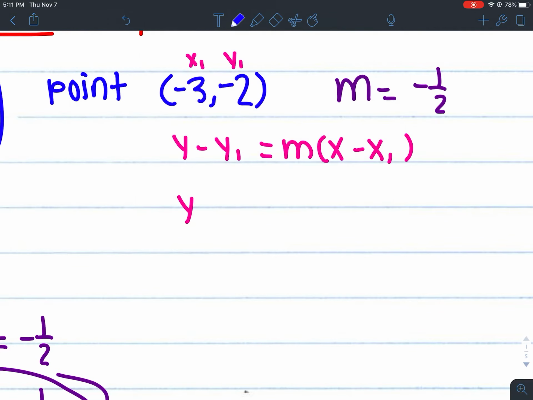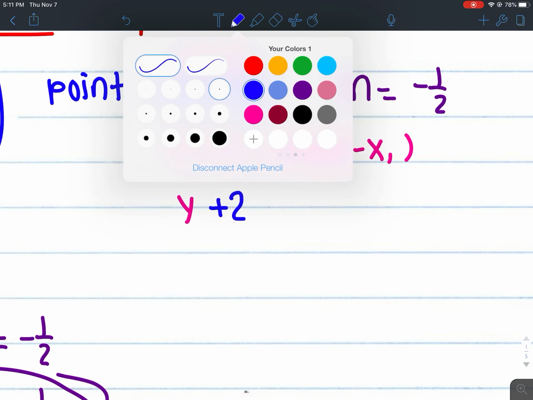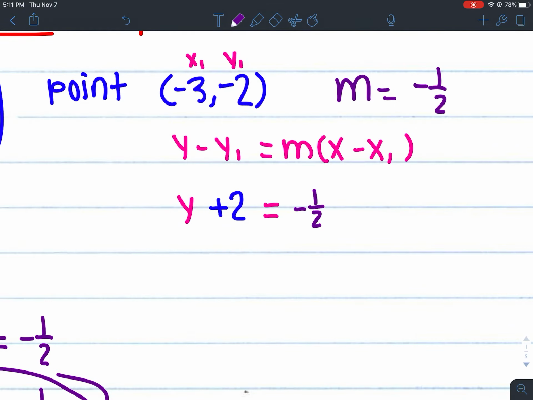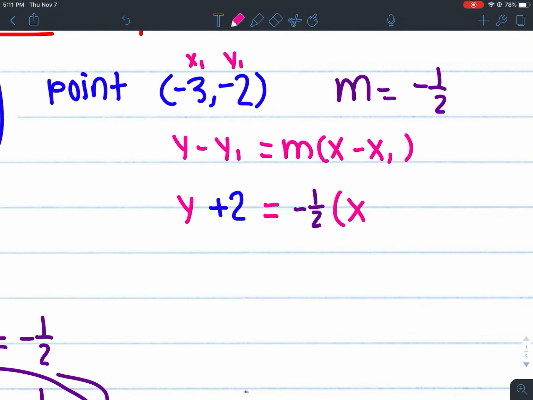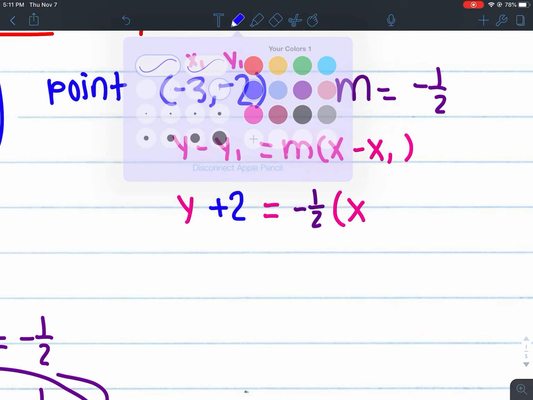And then our y1 is going to be plus 2 because it's opposite signs, equals our slope of negative 1/2 times x, and then our x1 is going to be plus 3.